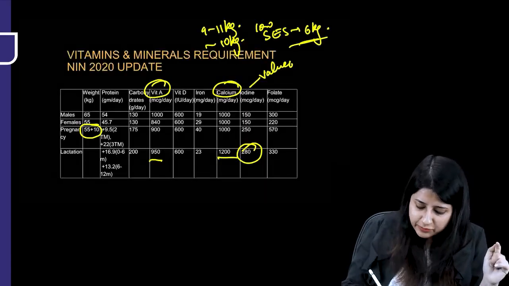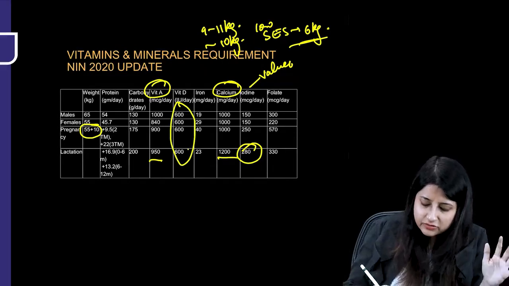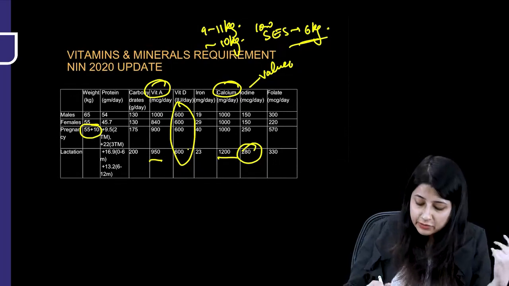All right, and vitamin D, something which remains the same. Read calcium and vitamin D together. So 600, 600, 600, 600. Okay, international unit. Now what about pregnancy?